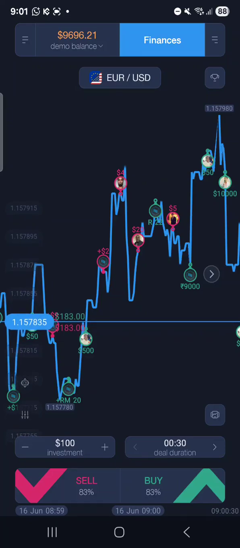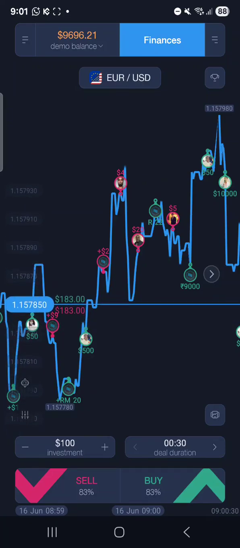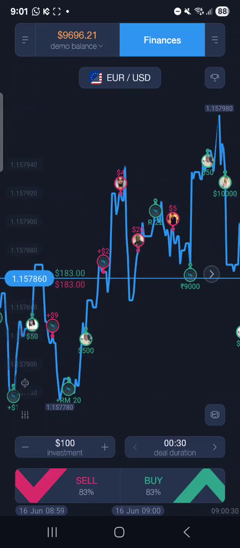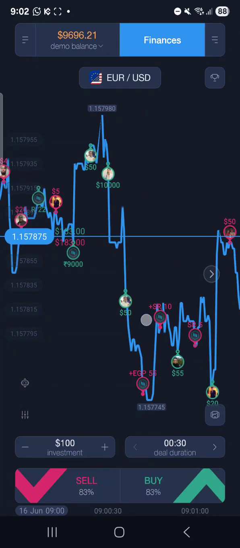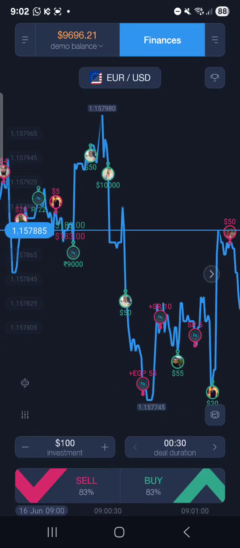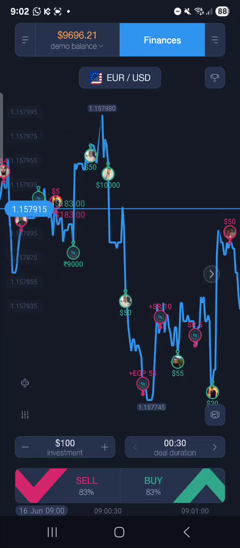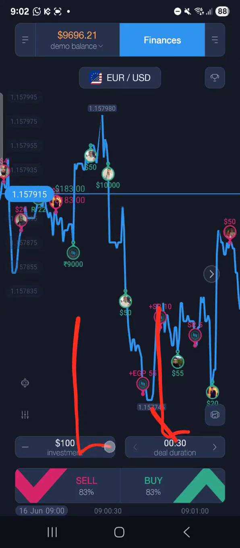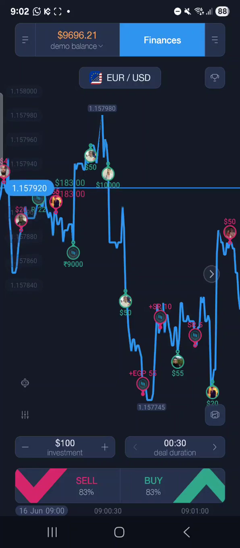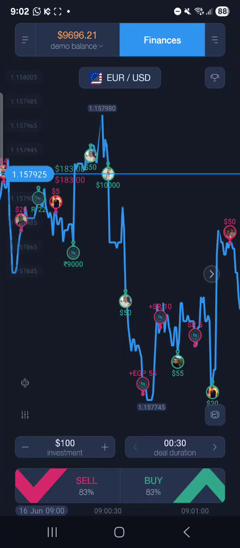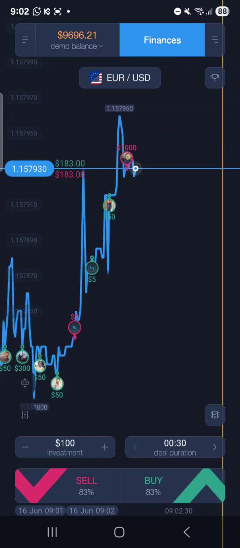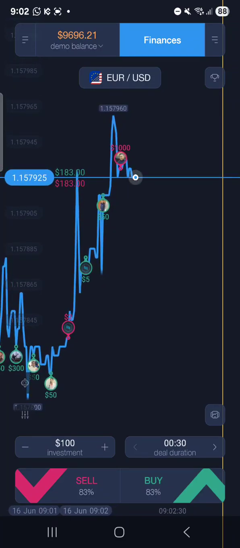So how do you use it to trade? Now it's simple. You see this thing below here. If you look below here, you are going to see two things: buy and sell. There are literally two ways you can trade and make money from Expert Option. Number one, you can put on a buy order.